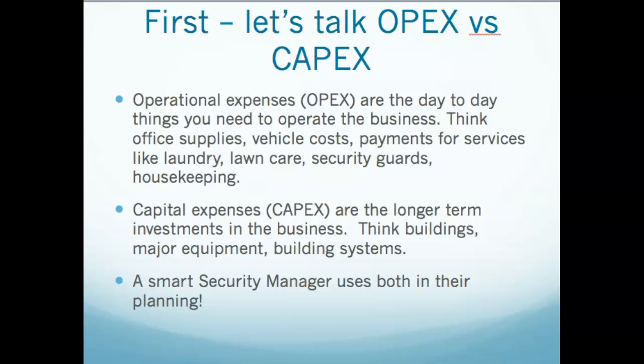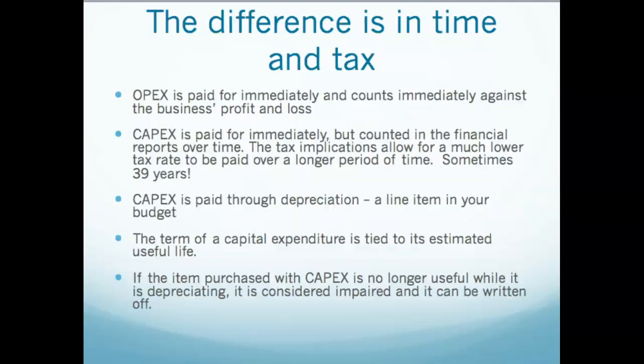Big buildings, major equipment, building systems, things that go directly into your manufacturer or of your product, which may be information, right? Some companies, their product is information. It's not something you put in a box and sell. Those can be capitalized. And a smart security manager uses both in their planning, and let me explain why.